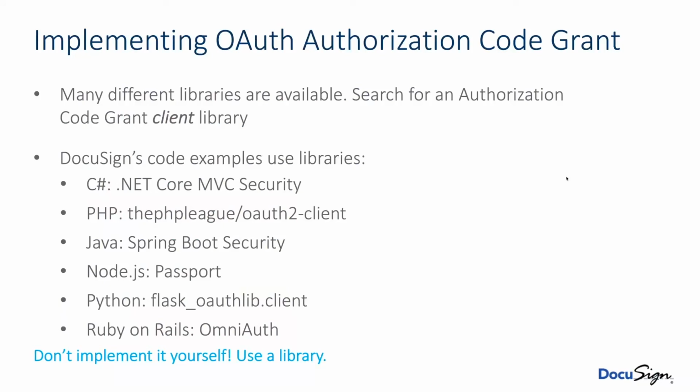Now, our code examples that I discussed earlier, each of them uses a commonly used library for the particular software stack of the code example. So, for instance, the C# code example is written using .NET Core MVC, which is what's recommended by Microsoft for new greenfield applications with .NET these days. And the .NET Core MVC security module includes support for acting as an OAuth authorization code grant client, so we're using that.